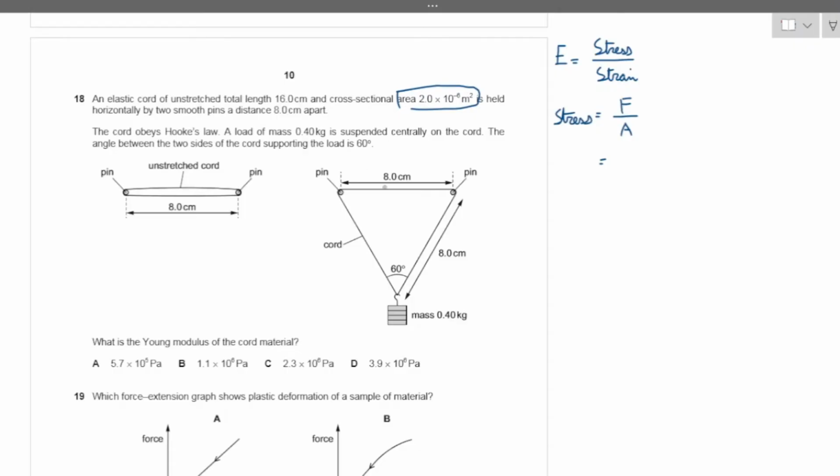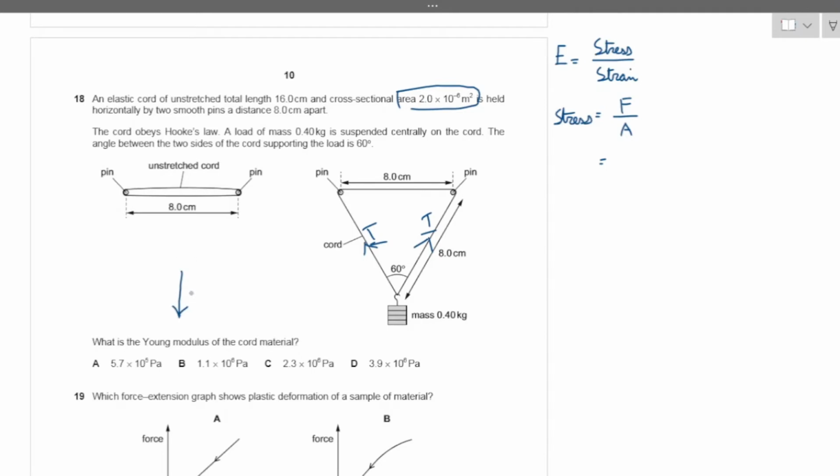Force we do not know. Why do we not know? Because the force over here is the tension in these cords. We have two tensions in these cords because they're holding this mass. If you just multiply mass 0.4 kg with 9.81, that will not give you the force. You need to calculate the tension. So get yourself a vector diagram.